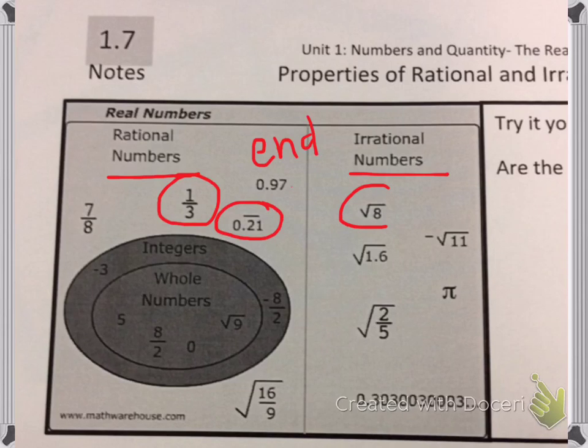Irrational numbers would be a number like the square root of 8, that when you put it on your calculator, it's a decimal number that does not end and does not have a repeating pattern. An example of that would be pi. Again, an irrational number would be a decimal number that does not end and does not have a pattern.